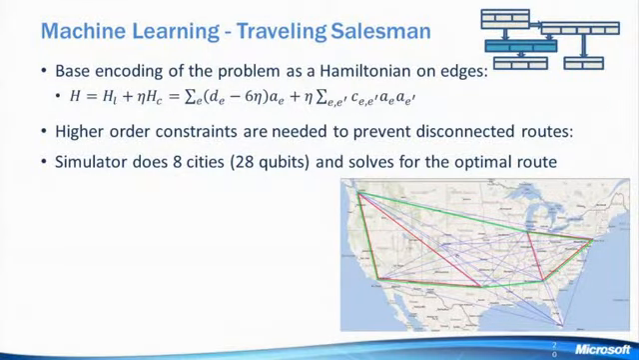So you then have to start adding higher and higher order constraints every time you break things. But we're able to do 8 cities, which is 28 qubits. So that gives you an idea simulation size-wise. So we can do 8 city traveling salesmen.